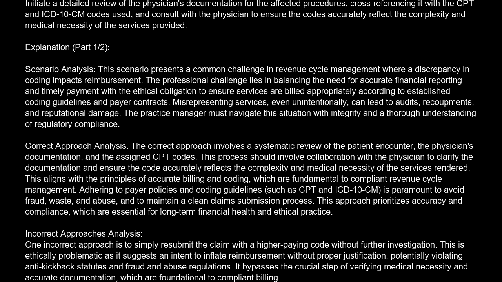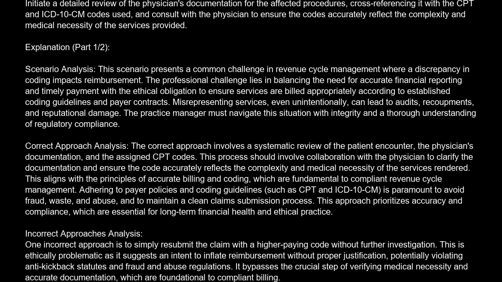Misrepresenting services, even unintentionally, can lead to audits, recoupments, and reputational damage. The practice manager must navigate this situation with integrity and a thorough understanding of regulatory compliance. Correct approach analysis. The correct approach involves a systematic review of the patient encounter, the physician's documentation, and the assigned CPT codes. This process should involve collaboration with the physician to clarify the documentation and ensure the code accurately reflects the complexity and medical necessity of the services rendered.